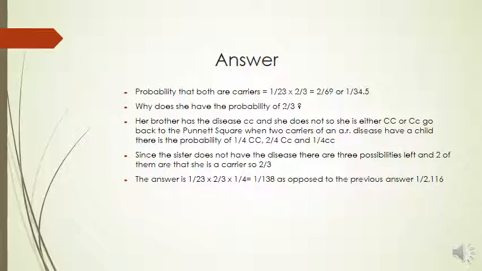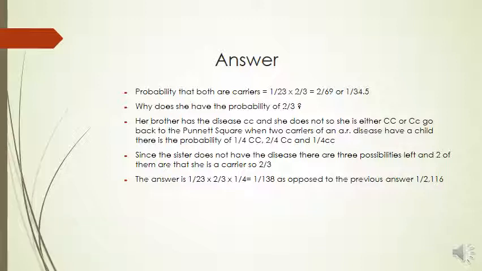Well, her brother has the disease. He is homozygous recessive for the disease, and she does not. So she is either homozygous dominant or she's a heterozygote. So go back to the Punnett square. When two carriers of an autosomal recessive disease have a child, there's a probability of 1 out of 4 that they are homozygous dominant, 2 out of 4 chances that they are heterozygous, and 1 out of 4 that they are homozygous recessive. Since his sister does not have the disease, there are 3 possibilities left, and 2 of them are that she is a carrier, so 2/3.